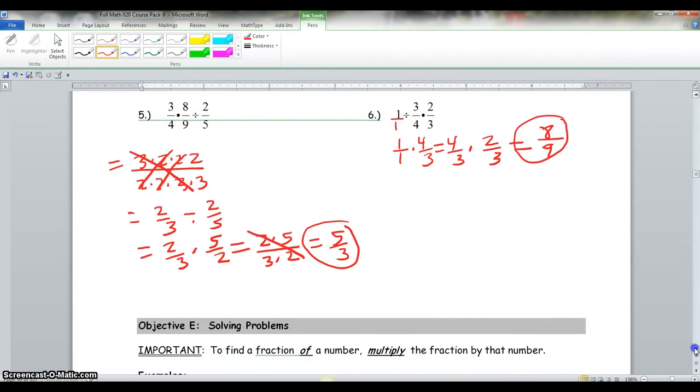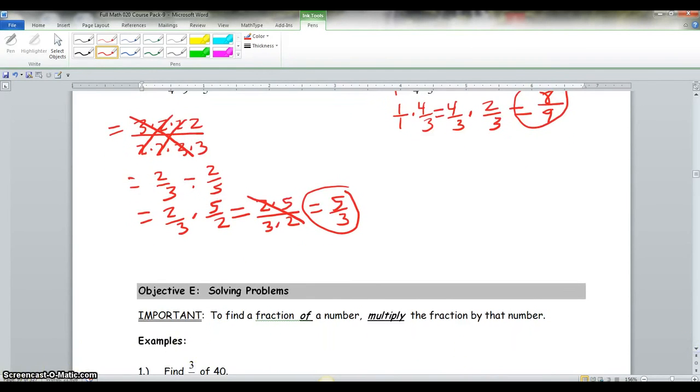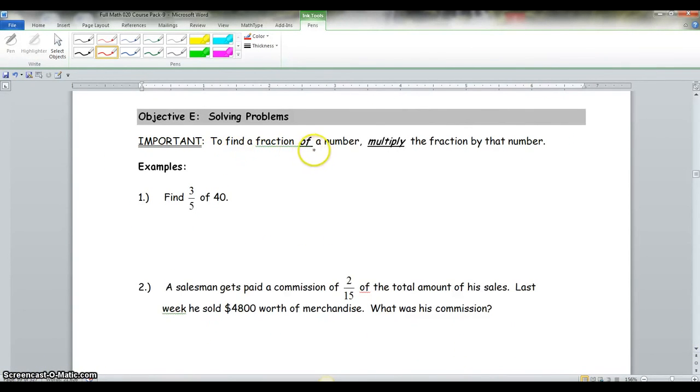Now we scroll down to objective E. It says to find a fraction of a number, multiply the fraction by that number. Example, find 3/5 of 40. So that'll be 3/5 times 40. And we'll make that 40 over 1. So we'll take the prime factorization.